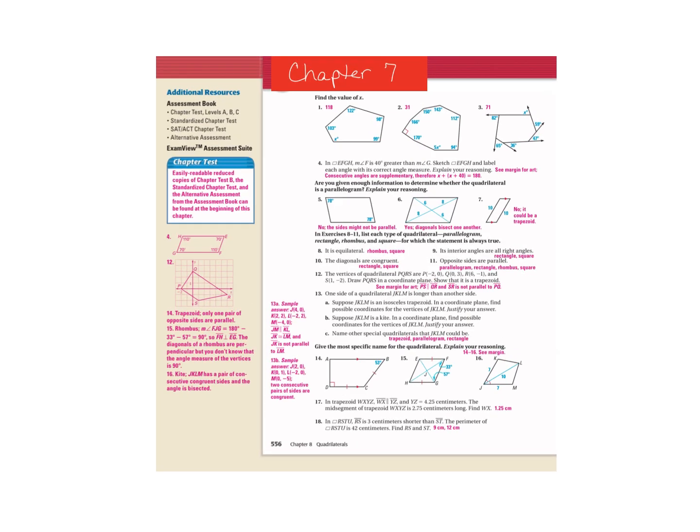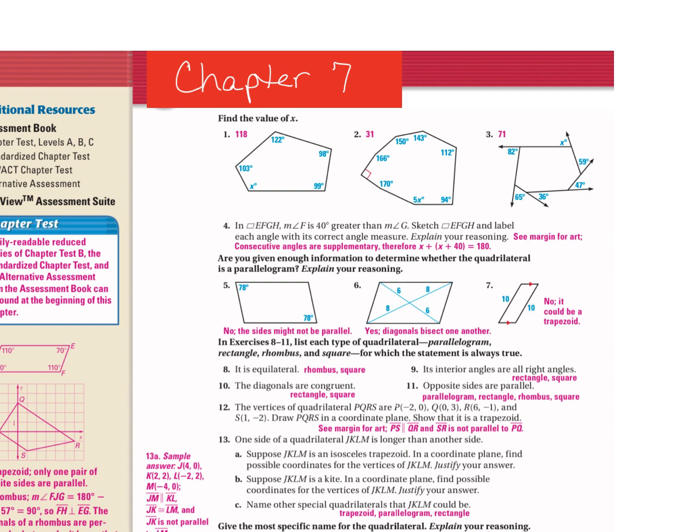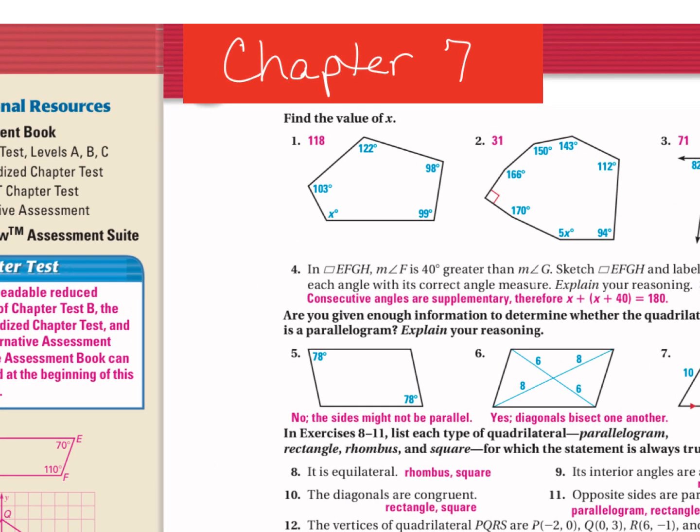And chapter 7, this was our quadrilateral stuff. So in order to find the value of x here, I know that this is a 1, 2, 3, 4, 5-sided figure. So the first thing I need to do is figure out what the sum of the 5 angles of a pentagon equal. And I use my formula n minus 2 times 180, where my n value is 5. So 5 minus 2 is 3, and then 180 times 3 is going to give me 540.